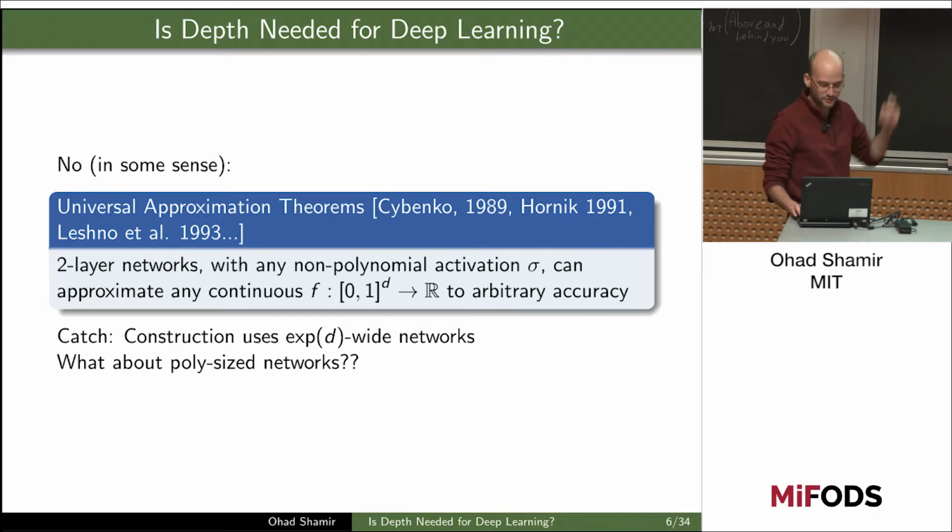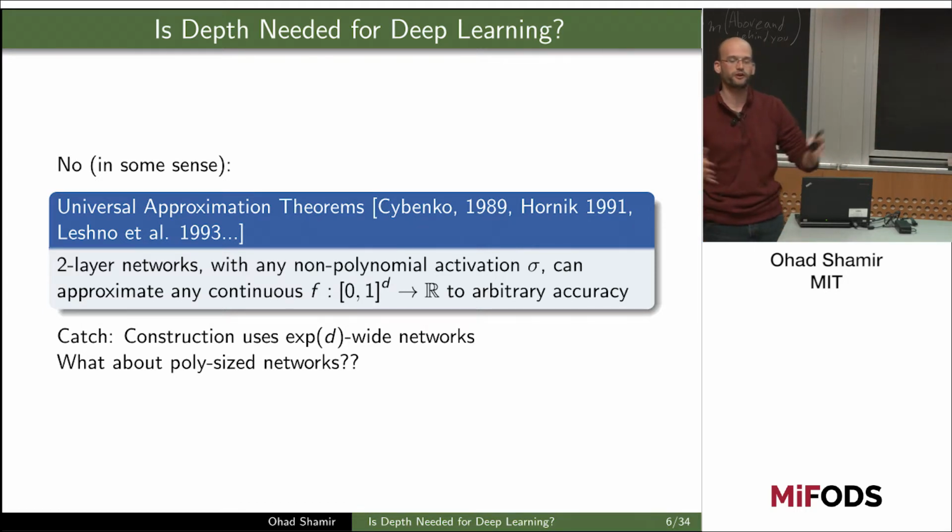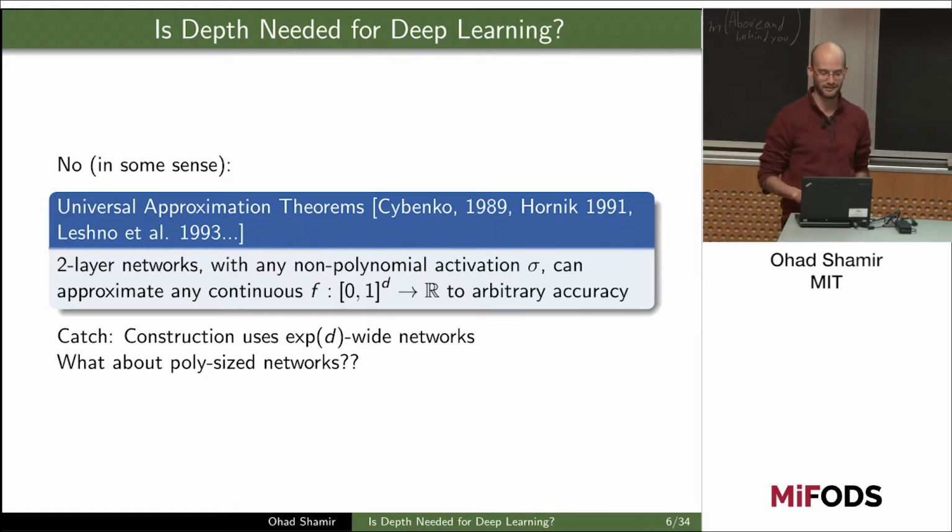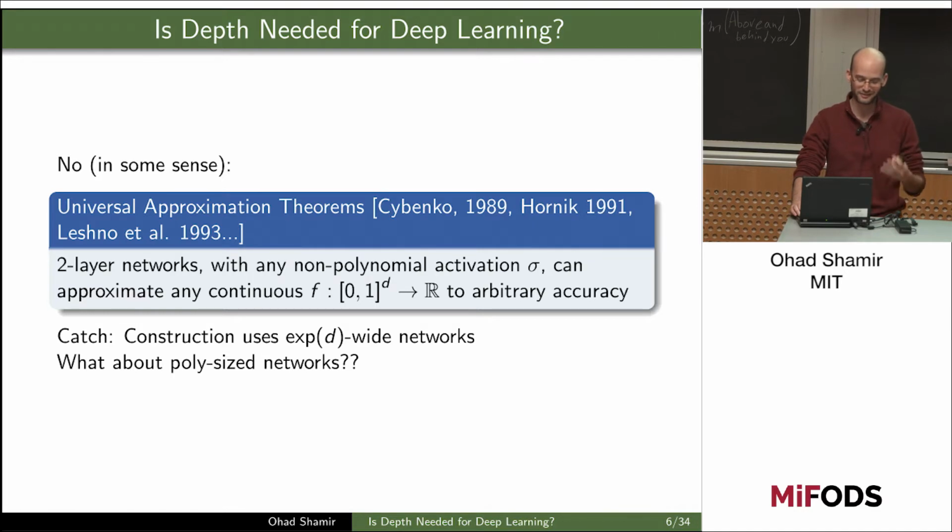Of course, there is a catch to this, and that's that at least the construction used to prove these things uses networks which are very, very wide, at least exponential in the dimension, which are not very useful, computationally speaking, and just storing these networks. So what if we talk about efficiently computable networks, networks which are polynomially sized?